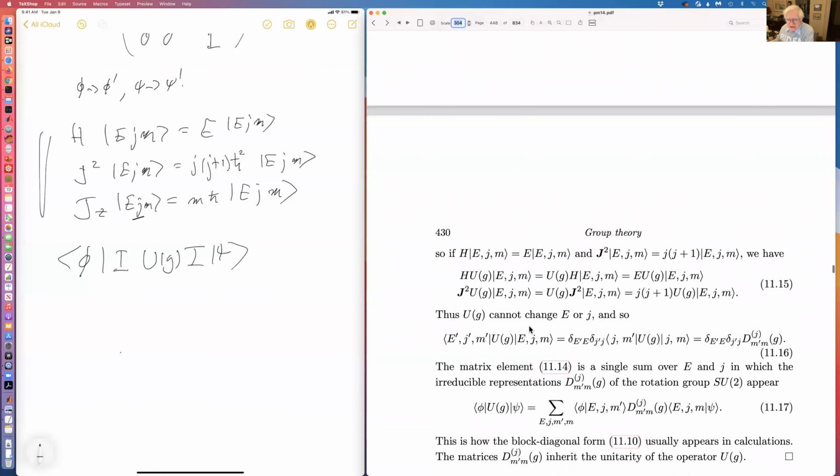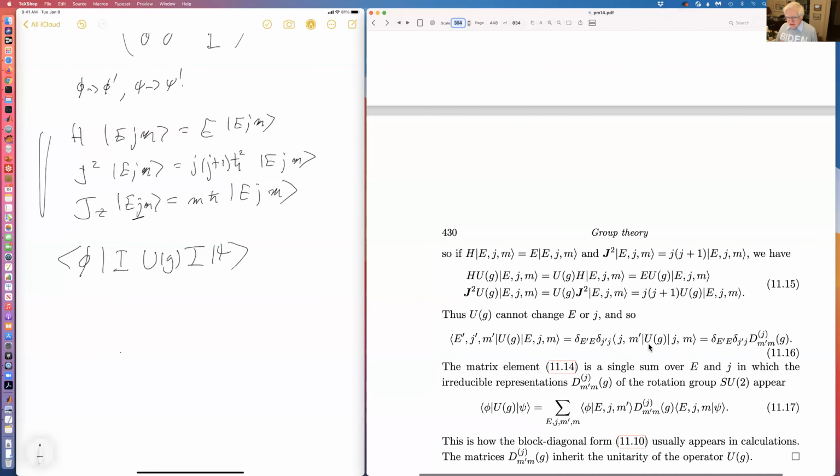So what that means then is that U does not change the energy or the angular momentum. And so what we've got is that the matrix elements of U are diagonal apart from the M part. And these actually typically form a representation of the rotation group. Then it's a matrix that is 2J plus 1 by 2J plus 1, a square matrix. And it's associated with the quantum number J, which has to be the same on both sides here.